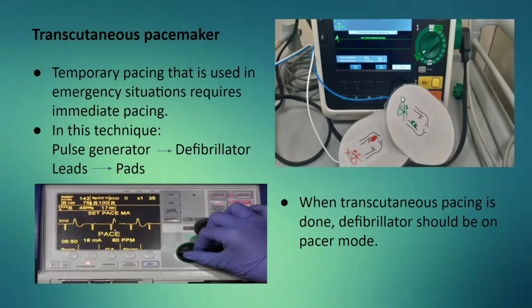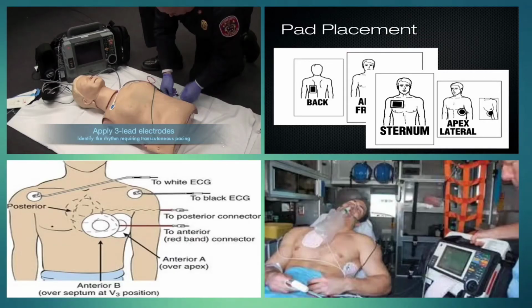Now for the transcutaneous pacing, this is where we provide electrical shocks via pads on the patient's skin to cause cardiac contraction. This is a technique that we are going to use in emergency situations that require immediate pacing. In this technique, a defibrillator is used as a pulse generator, so it means the defibrillator works in pacer mode. The pads are going to be the leads that deliver electrical energy. Here are the pad or lead placements on the body. These are attached to the right sternum and apex on the body.